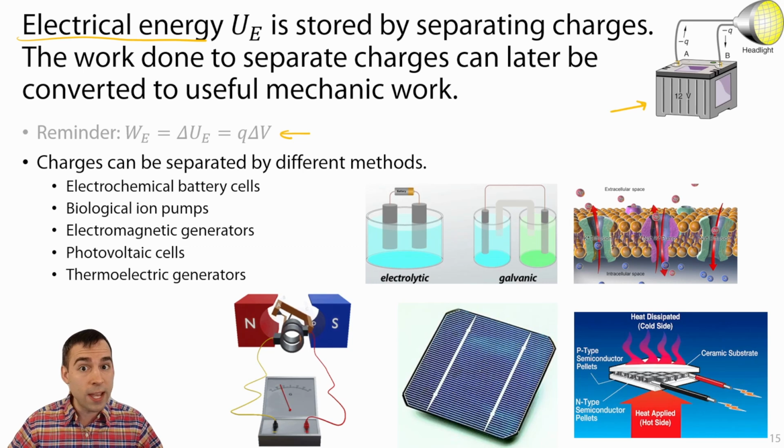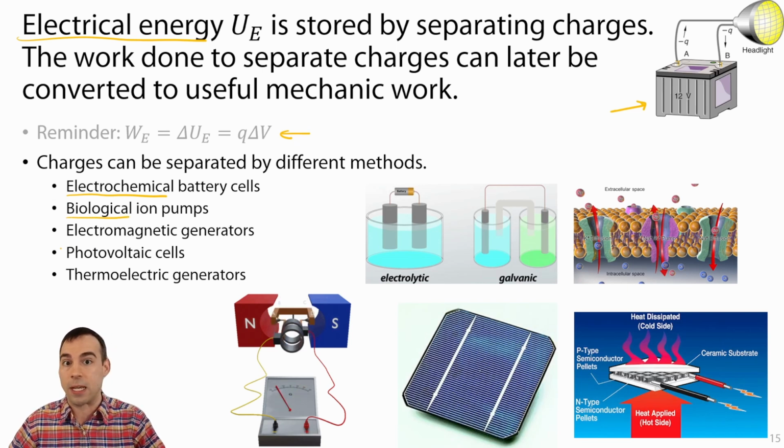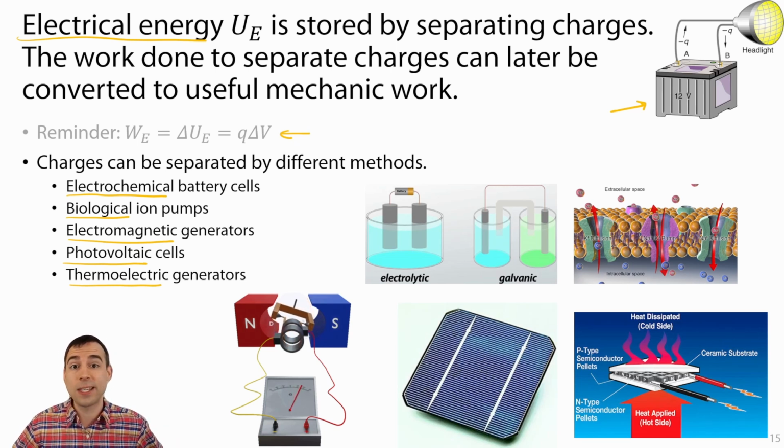There are many different ways that we could separate charges. For example, we could do it electrochemically, like you see with batteries. We could do it biologically with ion pumps around a cell membrane. We could do it using electromagnetism with generators, we could separate charges and store up energy with a photovoltaic cell or some type of process that converts light to electricity. Or we could use heat to store energy with a thermoelectric generator. Any of these methods are ways of storing energy that can be harvested later.